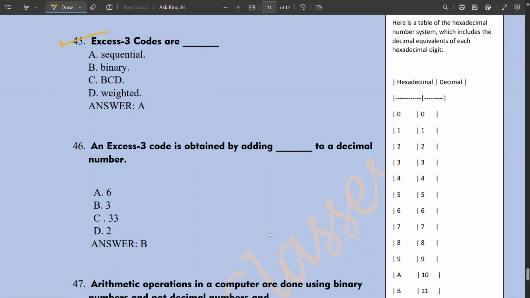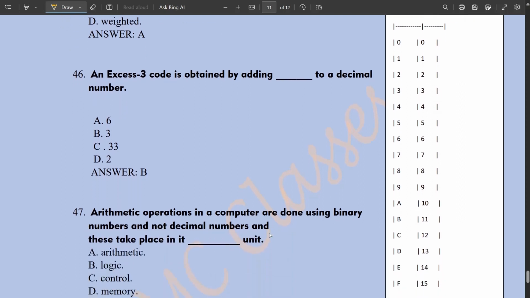Next, Excess-3 code. Excess-3 codes are what? Sequential code. Next, an Excess-3 code is obtained by adding what to a decimal number? Okay, so option number B is correct. Adding 3 to the decimal. Excess-3 means 3 is extra, we have to add 3.